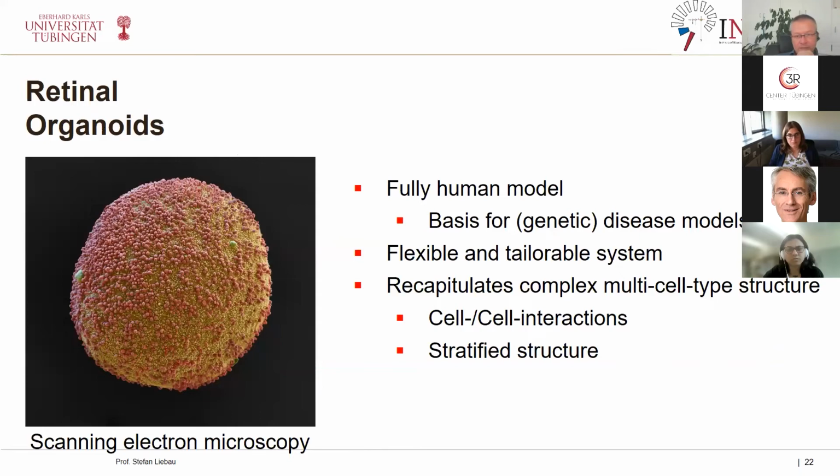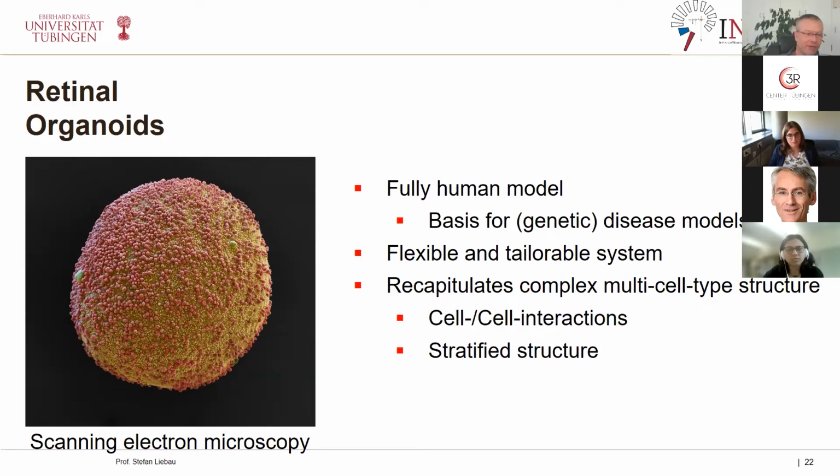Okay, so first of all, a little summary. Using these retinal organoids, and this is a nice scanning electron microscopy picture here, represents more or less a full human model. All the cells are there, all the lamination is there, the function is there. Of course, it's not a perfect retina, but maybe we'll get a bit further into that, and we will also talk about the chip systems later on.